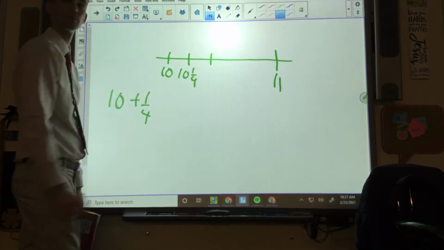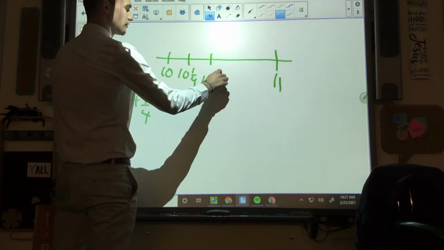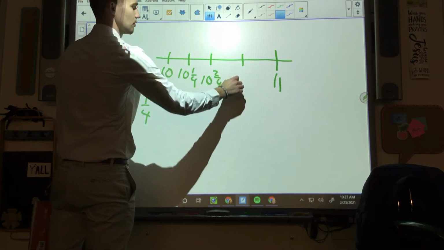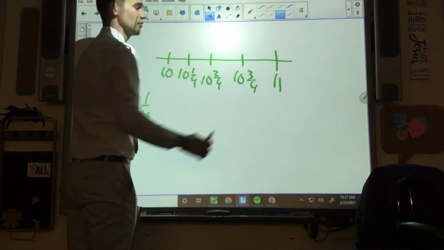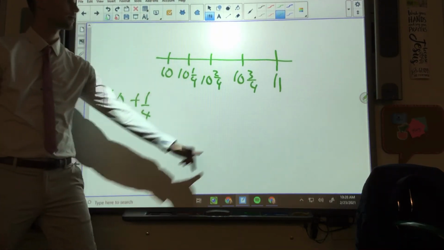Next number? 10 and 2/4. 10 and 2/4. And 10 and 4/4. Why is there another 10 and 4/4? Because it's 11.